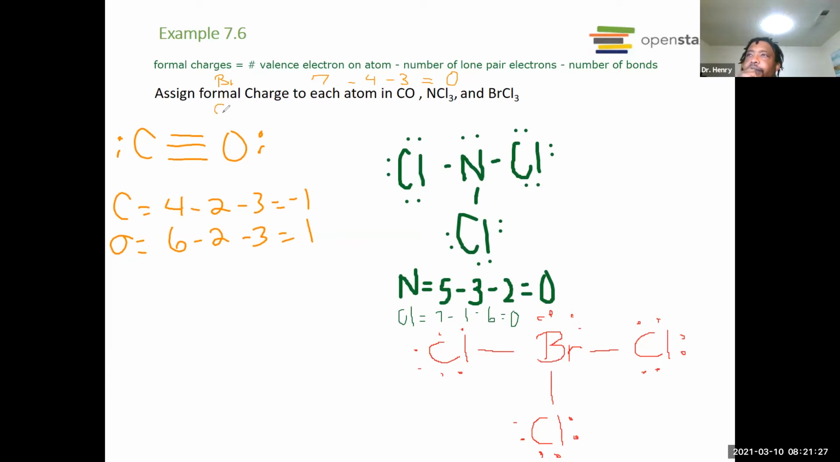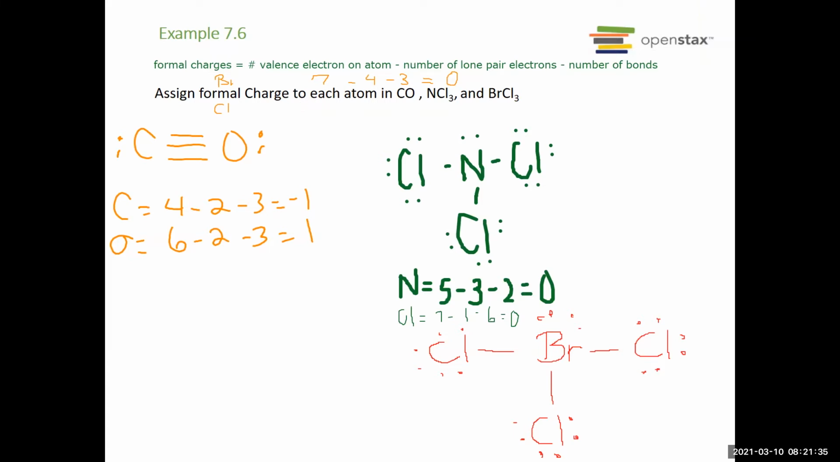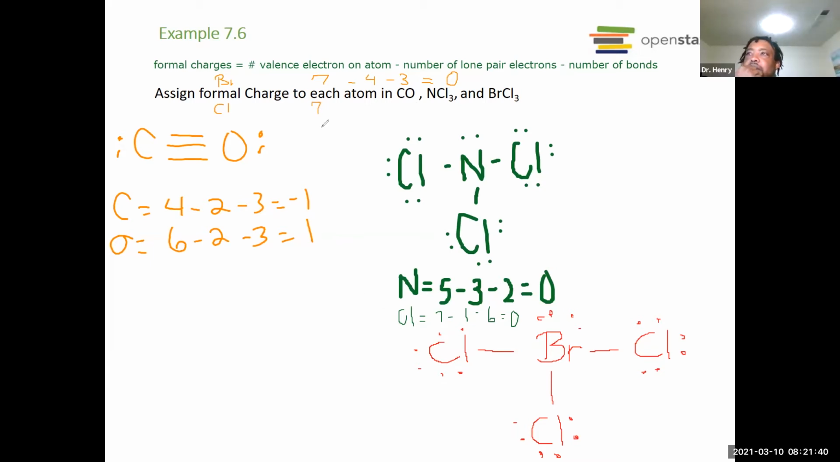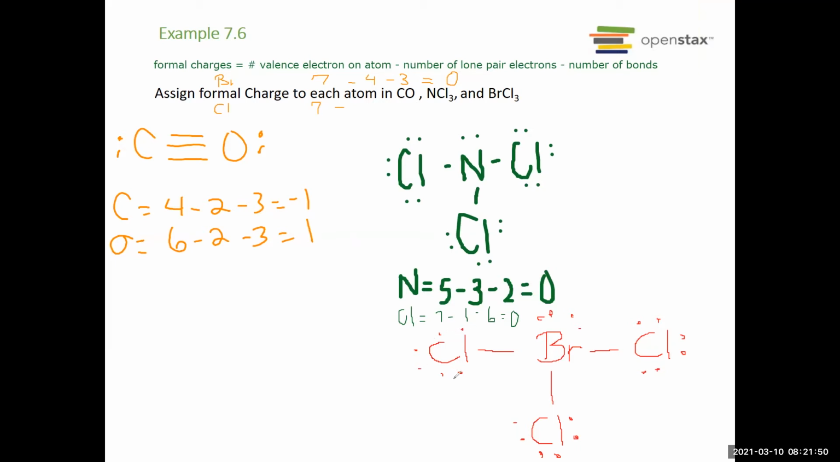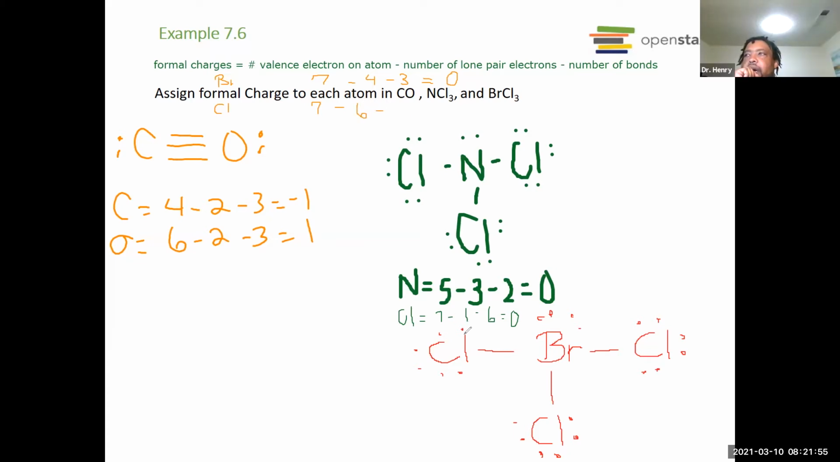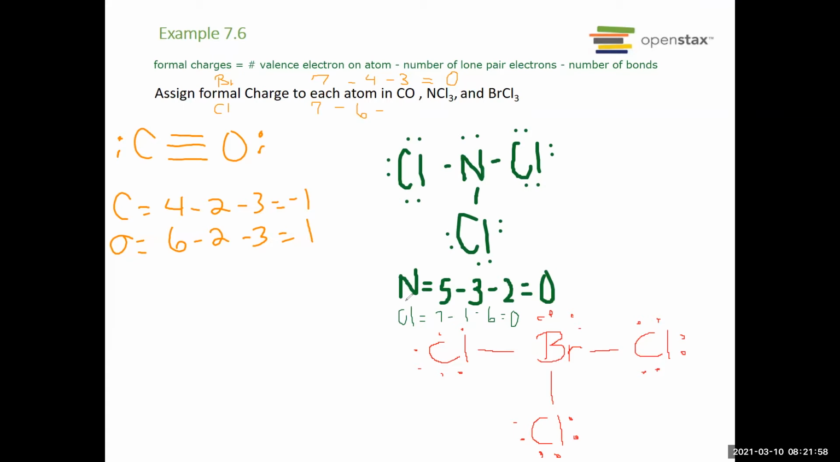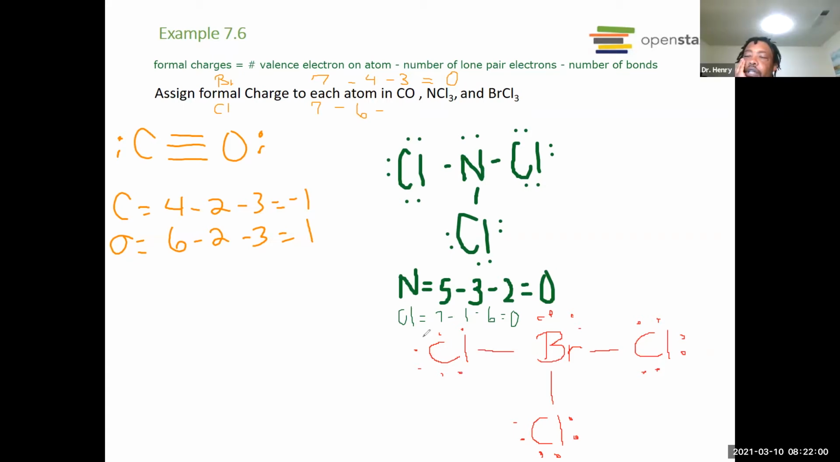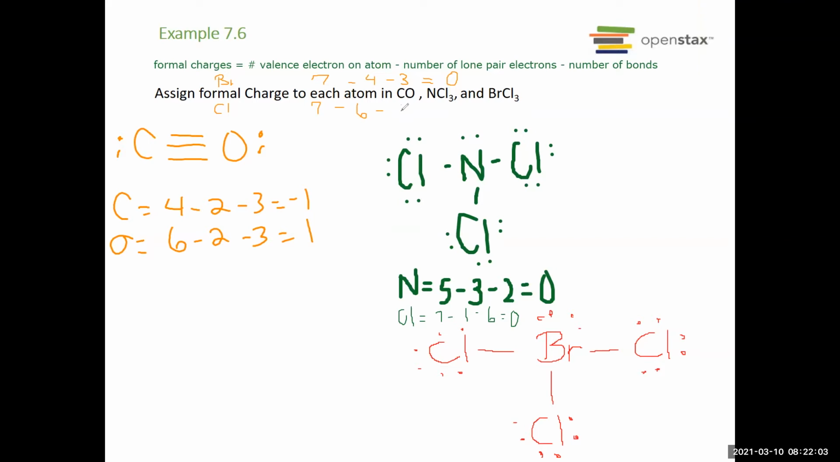And then for Cl, how many valence electrons? Seven. How many lone pair electrons around each Cl independently? 1, 2, 3, 4, 5, 6. Okay. And then how many bonds? Just that one Cl. You want to do one Cl at a time. There's only one bond. Okay.